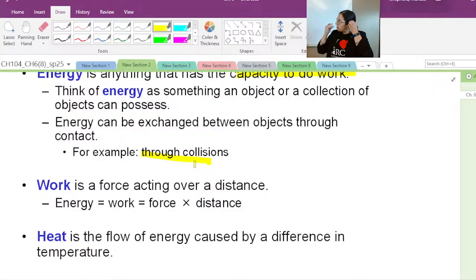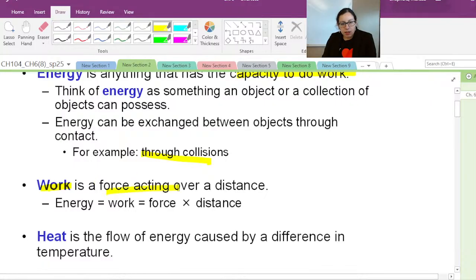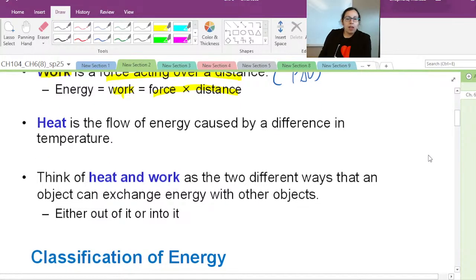Again, we need to define some thermodynamic terms. Work is just force over a distance, so we could find the work by multiplying force times distance. We won't look at too much work, admittedly, in this class. The type of work for chemistry is considered pressure volume work, but that's not here in this course. And then we will look at heat.